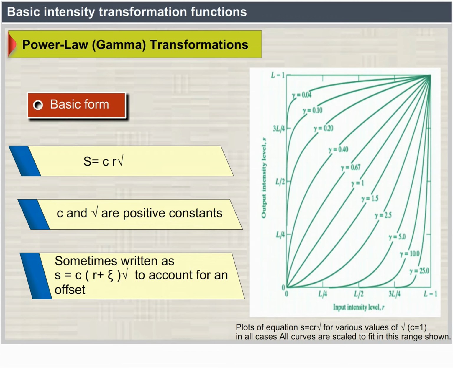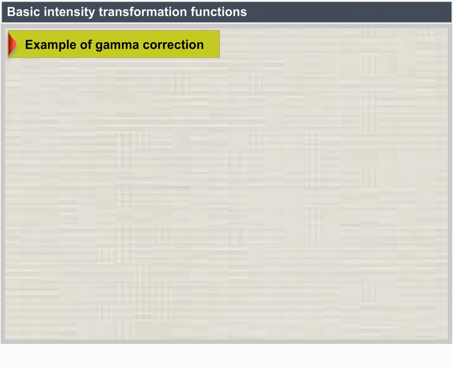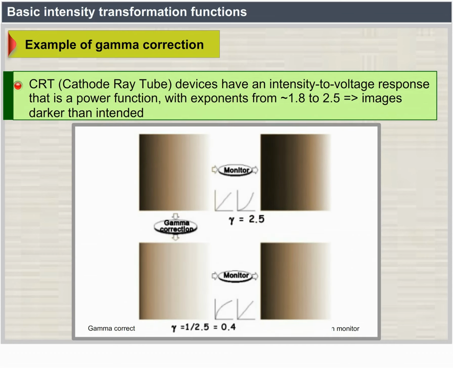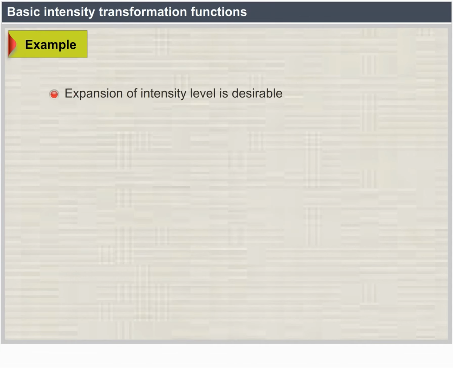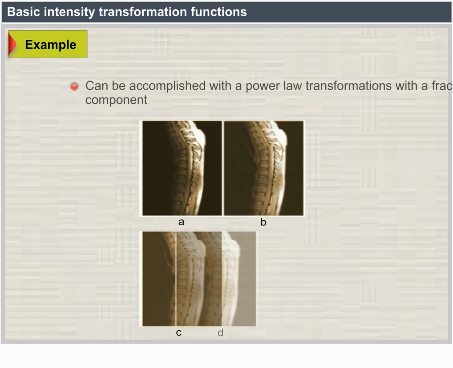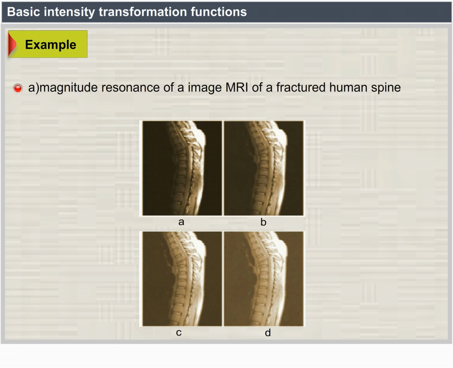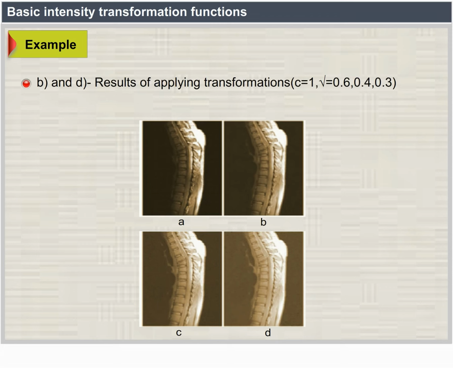Examples of gamma correction. CRT, cathode ray tube devices, have an intensity to voltage response that is a power function with exponents from about 1.8 to 2.5, making images darker than intended. Example: expansion of intensity levels is desirable. This can be accomplished with power law transformations with a fractional exponent. Magnetic resonance image, MRI, of a fractured human spine, and results of applying transformations with C equals 1, gamma equals 0.6, 0.4, 0.3.